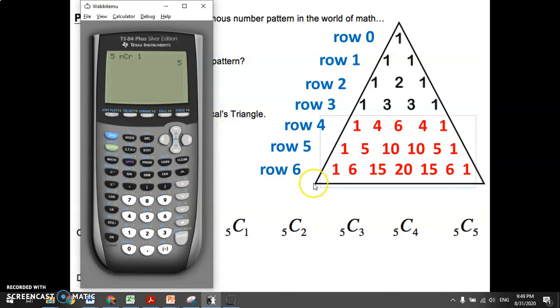All right, let's try another one. Let's try one in row 6. For example, row 6 would be 6 choose 1, 0, 1, 2, 3. Let's do 6 choose 3 and see if we get 20. So actually I can go again, math, probability, and number 3 for combinations, and I'm going to arrow over so I can go over that. 6 choose 3 again, because it's 0, 1, 2, 3. This is choose 3. Enter. It should give me 20. There's the 20. All right, so there's 20, and also it's in the triangle.